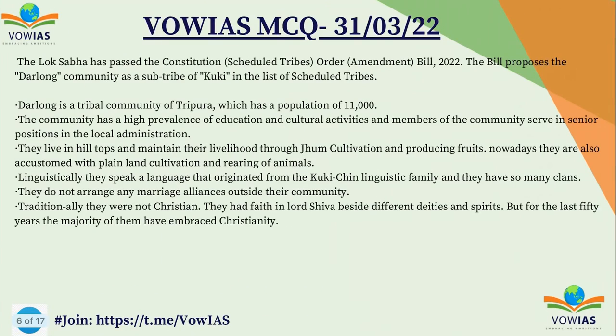So the Darwin community is a tribal community of Tripura, which has a population of about 11,000 people, and the community has a high prevalence of education and cultural activities, and members of the community serve in senior positions in local administration. They live on the hilltops and maintain their livelihood through jhum cultivation and producing fruits nowadays. They are also accustomed to plain land cultivation and rearing of animals. Linguistically, they speak a language that originated from the Kuki-Chin linguistic family, and they have so many clans. They do not arrange any marriage alliances outside their community.